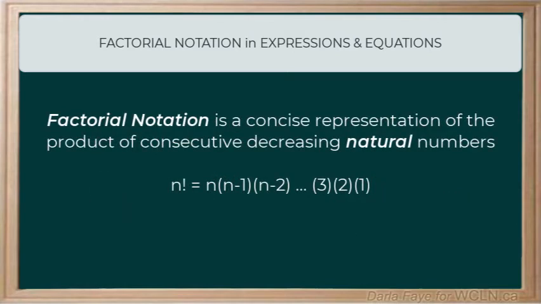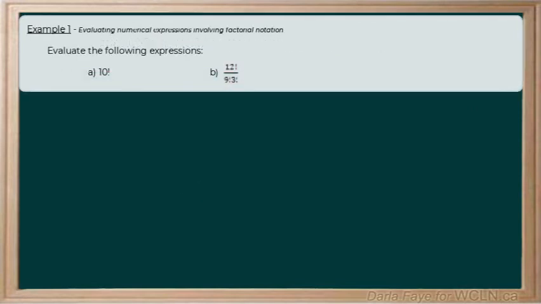Before we get to our first example, let's just refresh our memory about what factorial notation actually means. So recall, it's a concise representation of the product of consecutive decreasing natural numbers. So if I had the expression n factorial, I would start off with the value n, whatever that might be, and then my next factor would be n minus 1, n minus 2 would be the next one, and I would continue on all the way down to 1. I'd stop there because 1 is my last natural number.